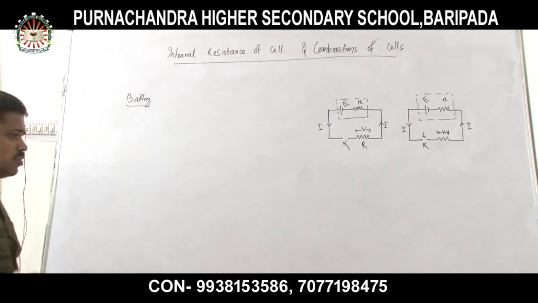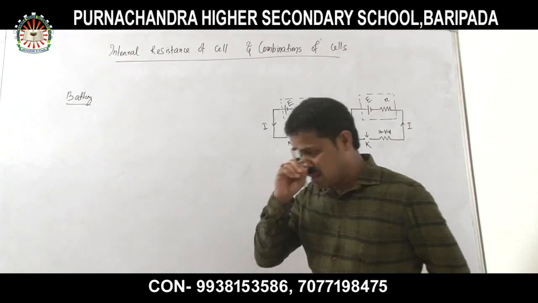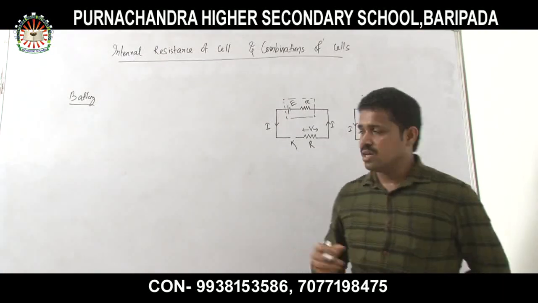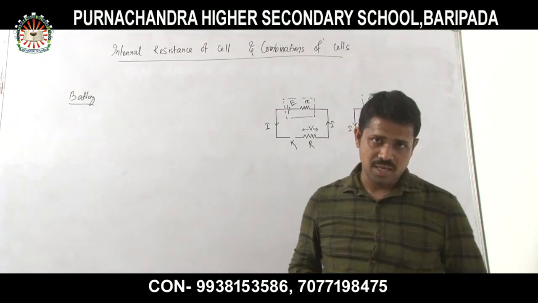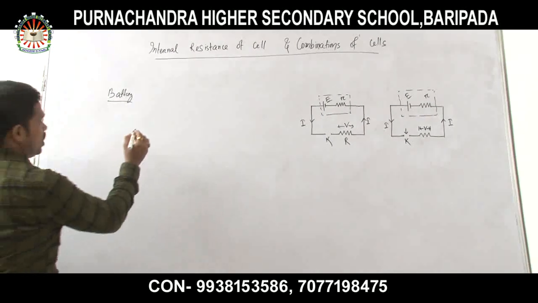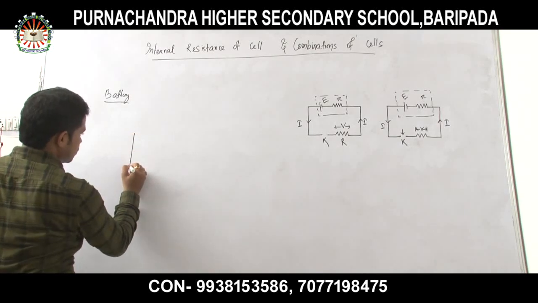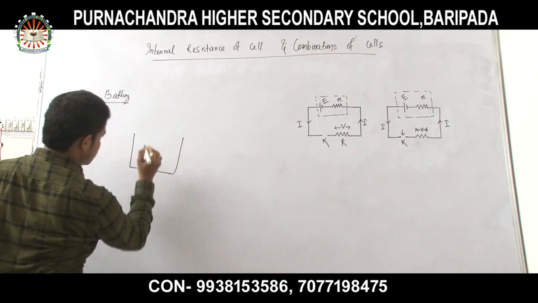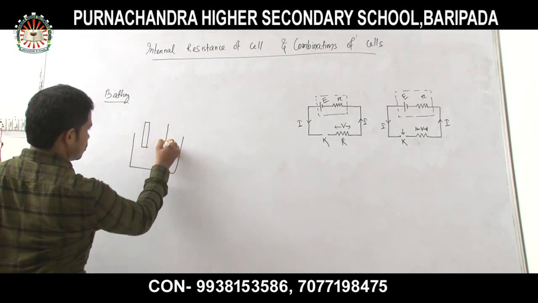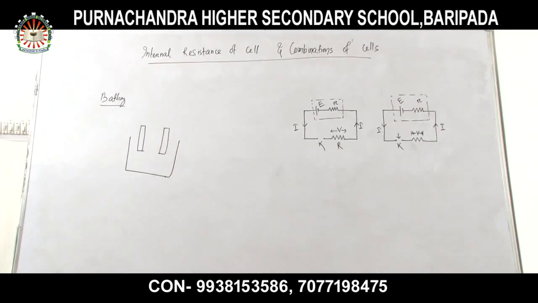Okay, so now what actually is a battery? Let us discuss first. A battery is a combination of cells. A battery is nothing but a combination of cells. A single cell consists of two electrodes. This is one electrode. This is another electrode. Okay, a single cell. We are discussing a single cell.